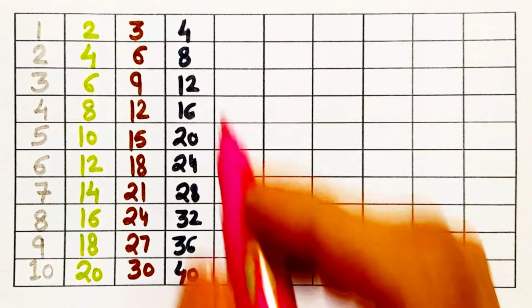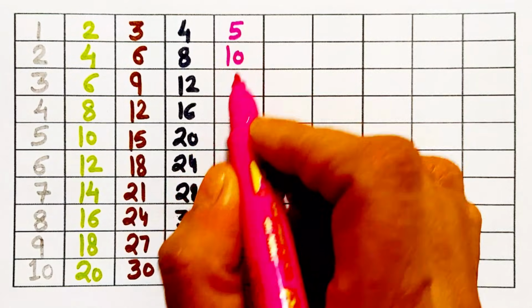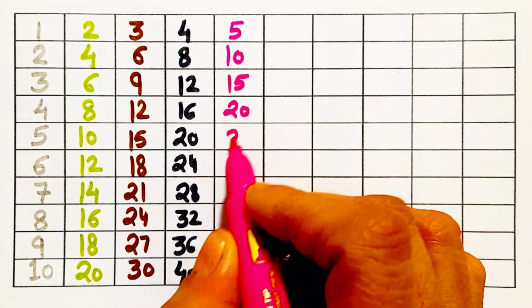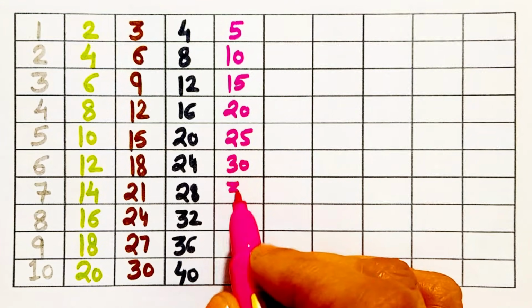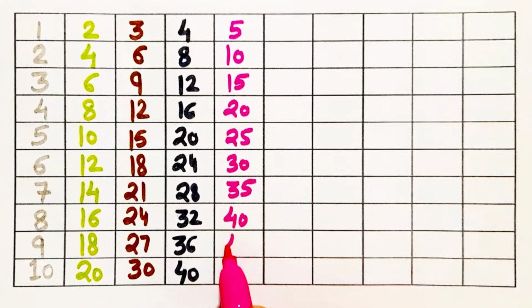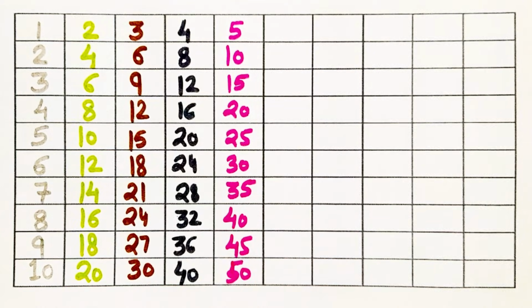Now table of 5. 5 ones are 5, 5 twos are 10, 5 threes are 15, 5 fours are 20, 5 fives are 25, 5 sixes are 30, 5 sevens are 35, 5 eights are 40, 5 nines are 45, 5 tens are 50.